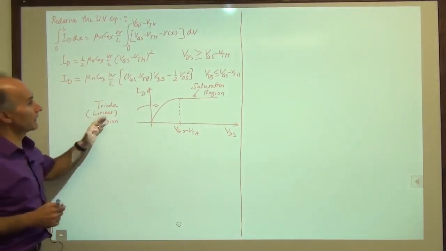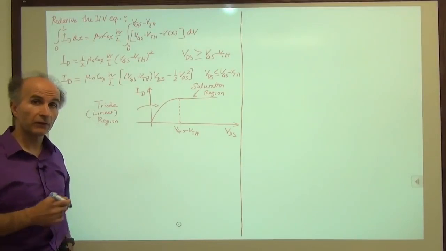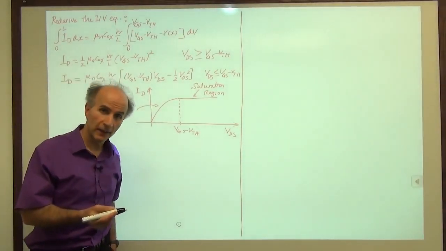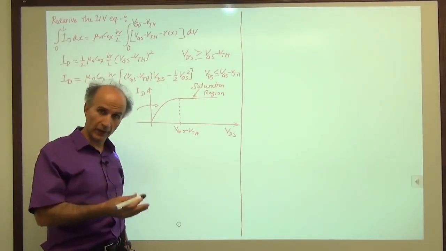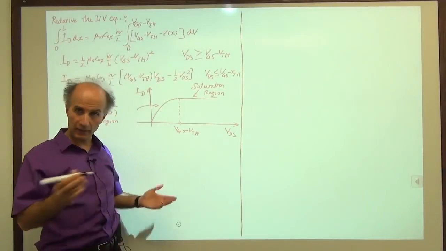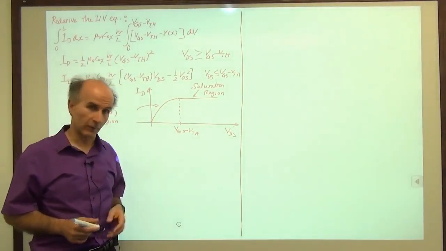Okay, so these are the two regions of operation of the MOS device. Of course, there's a third region of operation, and that's when the MOS device is off. If the gate voltage is low enough, if the gate-source voltage is less than one threshold, the device is off. We don't have anything, no current, nothing. It's an open circuit as we saw before.